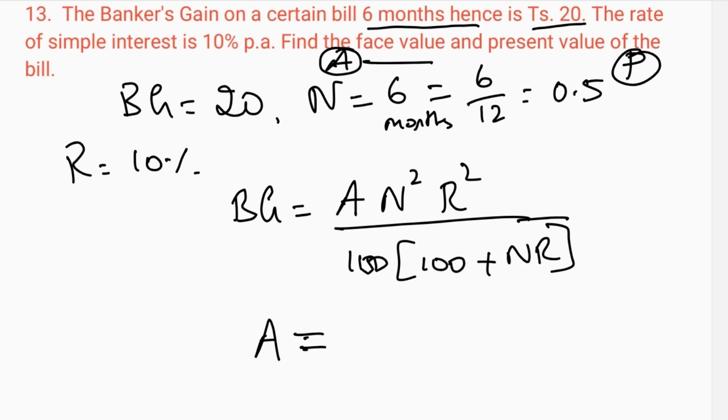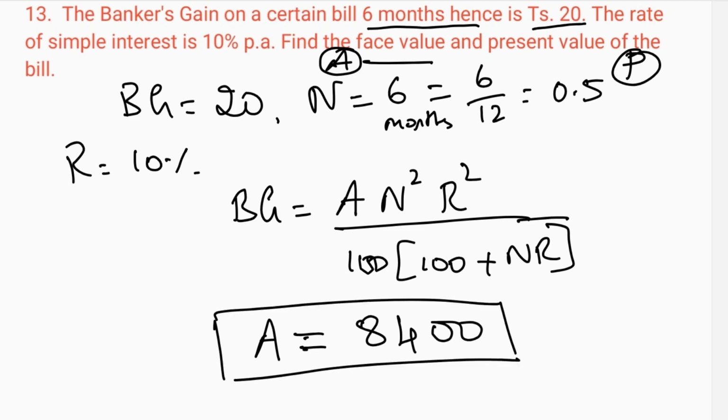A value after substituting all these things, you will get 8400. You will get it here also. I am not substituting and simplifying; based on the previous problems, the same procedure, you substitute this value in this formula and simplify, you will get 8400. Now I will show you how to find out the P value.